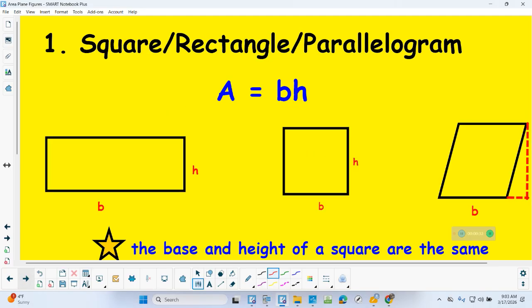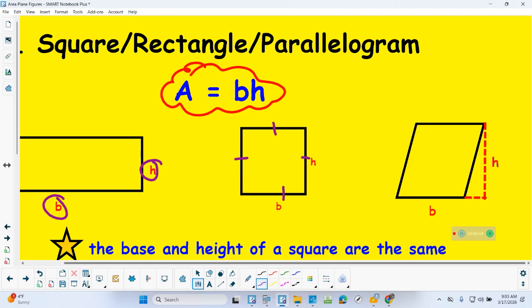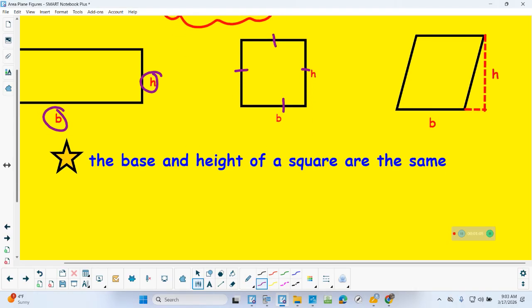So square, rectangle, parallelogram. Notice all three of them, we always think about the same calculation, the base times the height. I know sometimes when we think rectangle, we think length times width. I mean, base times height, same idea. You're multiplying the sides together. The same on a square. Of course, we do know from chapter 7, all the sides on a square are congruent. And we've seen our parallelogram from chapter 7, and again, we're still using base times height. So square, rectangle, parallelogram is all base times height.